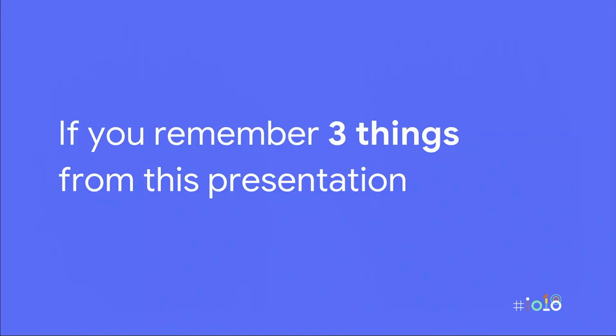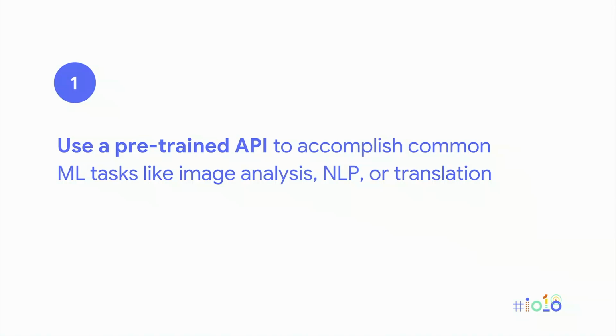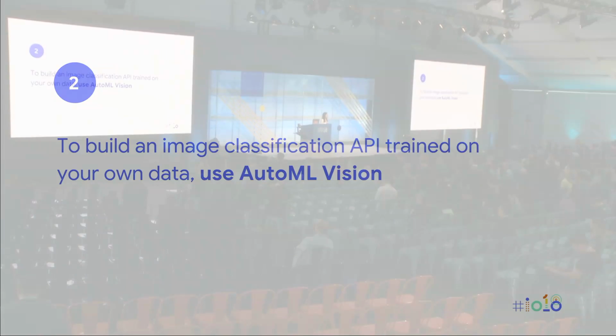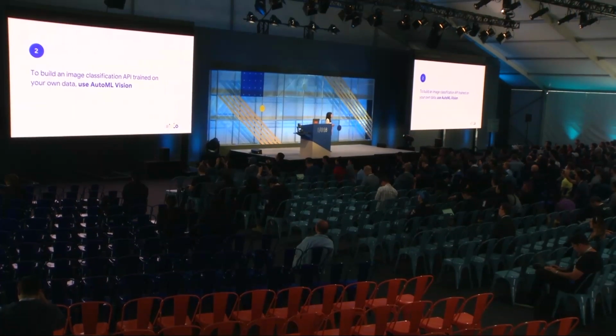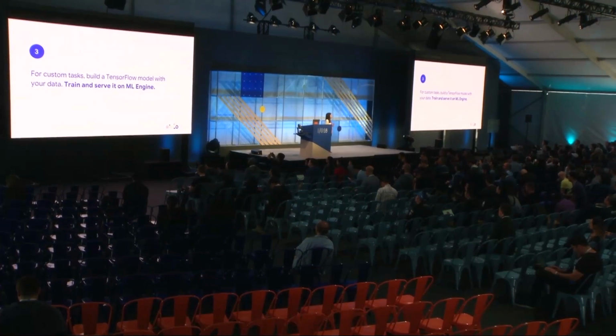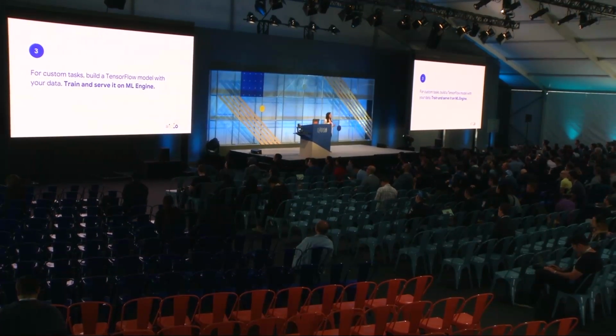Finally, if you remember only 3 things from this presentation, I know I covered a lot. First thing, you can use a pre-trained API to accomplish common machine learning tasks like image analysis, natural language processing, or translation. Second thing, if you want to build an image classification API trained on your own data, use AutoML Vision. I'm really interested to hear if you have a specific use case for AutoML Vision. Come find me after. I will be in the cloud sandbox area. Last thing, for custom machine learning tasks, you can build a TensorFlow model with your own data and train and serve it on machine learning engine.